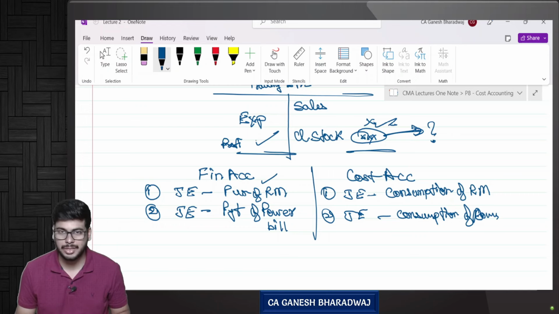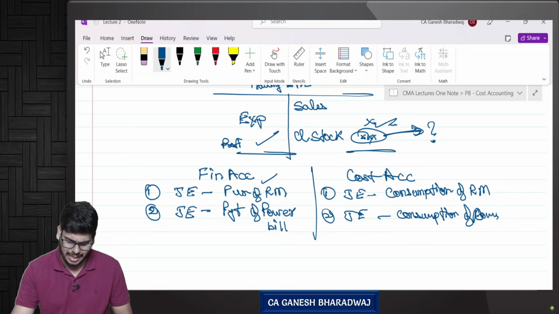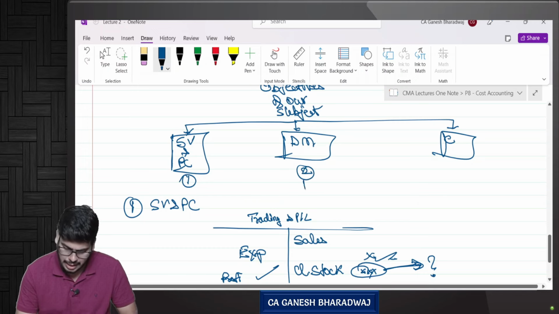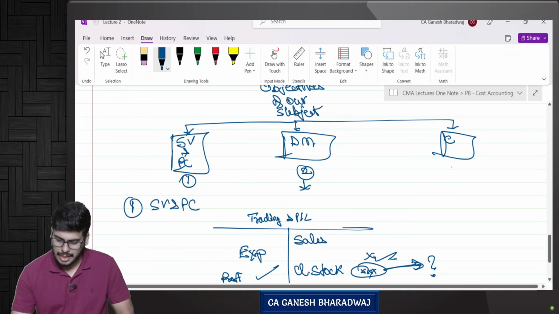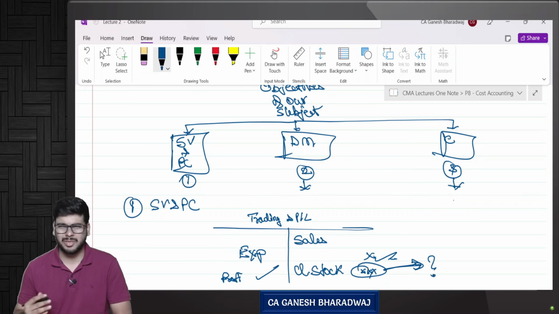Are you clear with this? Yes. Now, what is the second objective of our subject? That is called decision making. And the third objective of our subject is called control. Now I'll just give you a small example for control. Now in case of control, an example is what happens.